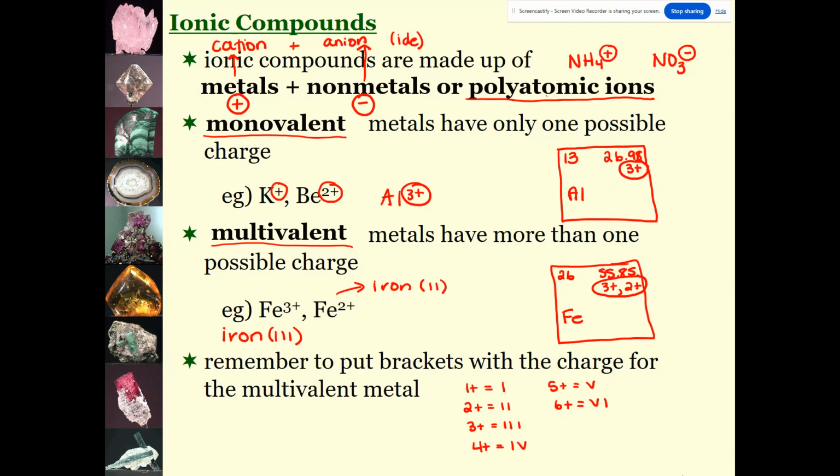They're all positive because these only happen with metals. Only metals are multivalent. Okay? And when you have a multivalent metal in your compound and you're naming the compound, you have to say in the name what charge it carries.